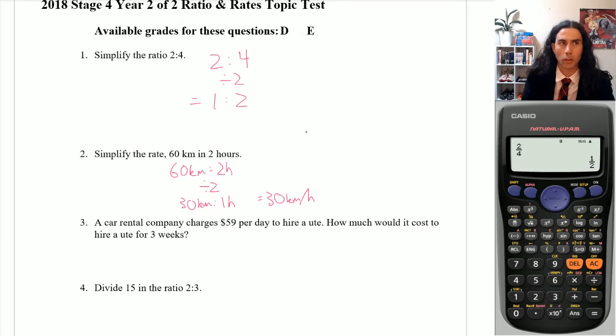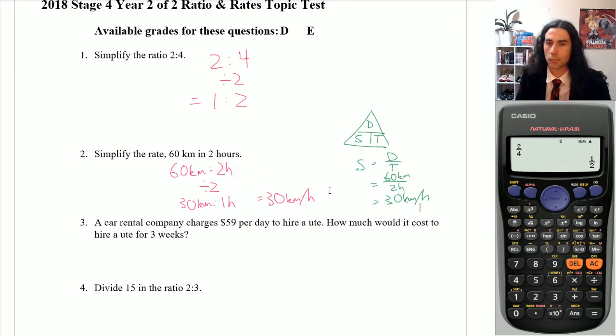Or you could do it a different way. What they're asking for here is a speed. And say speed is equal to the distance over the time, 60 kilometers over 2 hours, 30 kilometers per hour. Whichever way you get it, the answer's 30. All right, question number 3, I'll do it in.